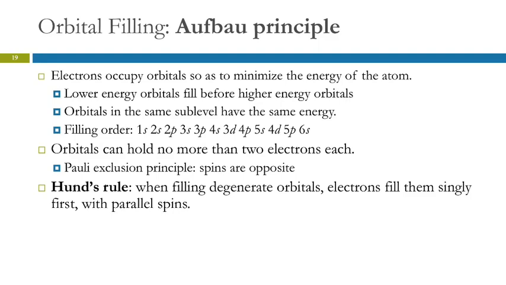Orbitals can hold no more than 2 electrons each. And the Pauli Exclusion Principle says that the spins have to be opposite so that they have different quantum numbers. And then Hund's rule says that when we're filling those degenerate orbitals, we're going to fill the orbitals singly, putting 1 electron in each orbital until you've got them all half filled, and then you pair them up. They fill with parallel spins, and then when they pair up, they have opposite spins.